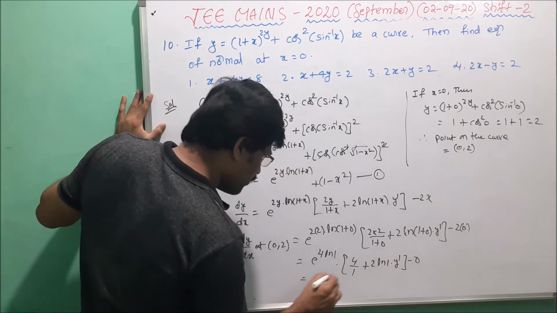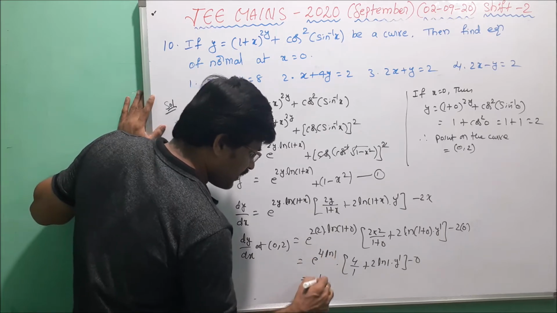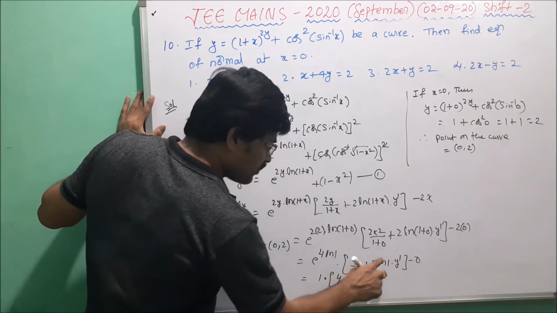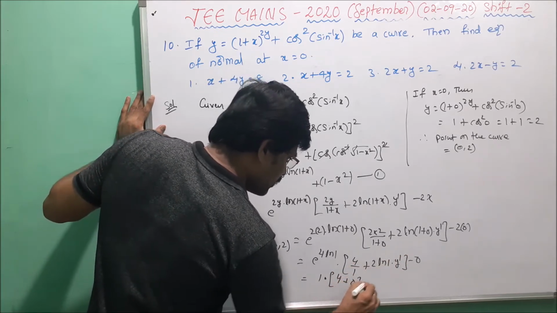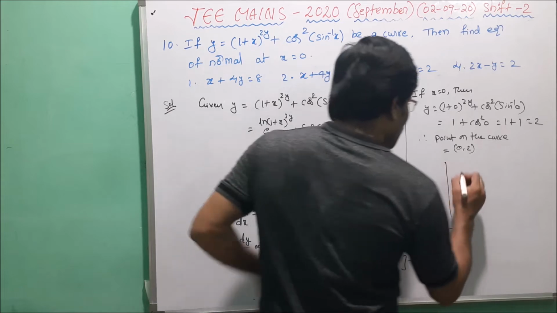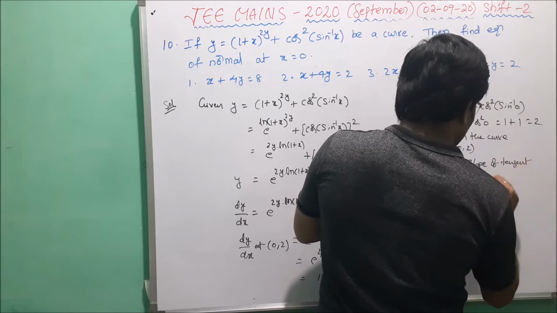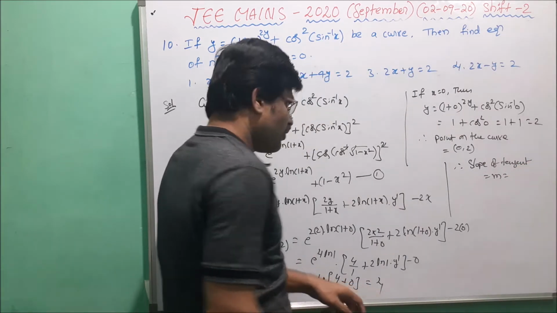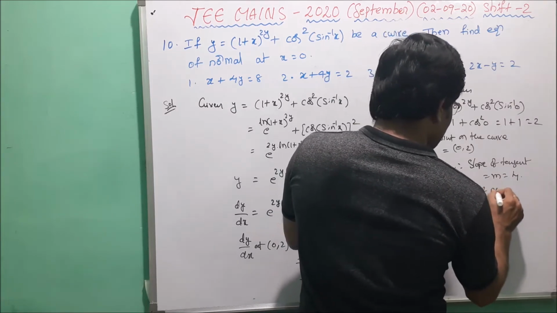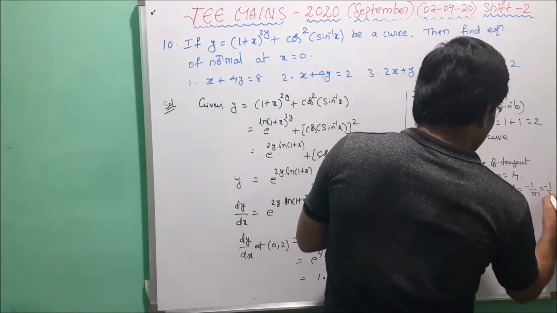minus 0. Now ln 1 means 0. So e power 0, that is 1, into 4 by 1 means 4, plus ln 1 means 0. So 0 into something, totally 0, that is 4. So dy by dx at (0, 2) equals 4. Now here the slope of the tangent m equals 4. Using this, the slope of the normal is minus 1 by m, that equals minus 1 by 4.